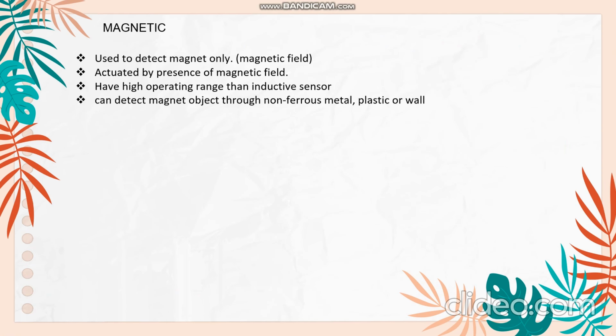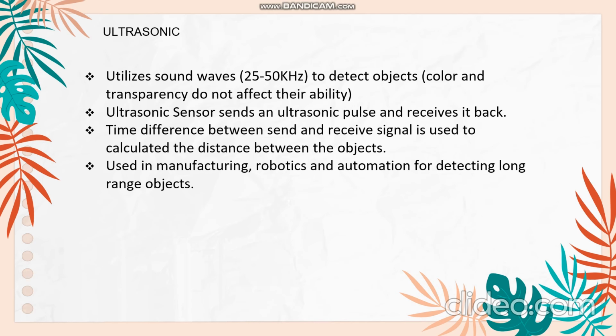For magnetic proximity sensor, it is used to detect magnet only, actuated by the presence of a magnetic field, and has a higher operating range than inductive sensor. It can detect a magnet object through non-ferrous metal, plastic or wire. This means it can detect more precisely than inductive sensor for range. For ultrasonic, it utilizes sound wave to detect object.